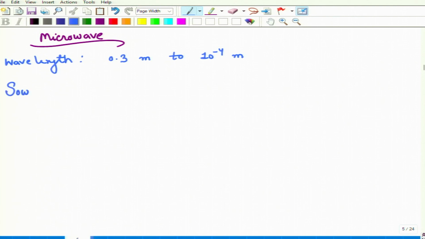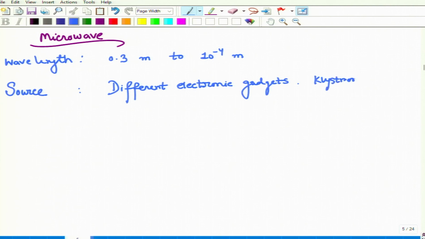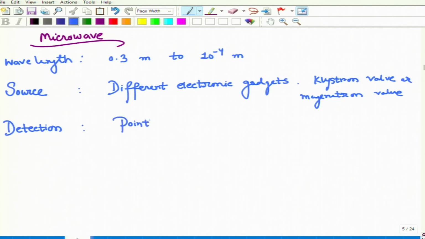Okay, source. Source is different electronic gadgets, we can say. Also you can say that in klystron valve or magnetron valve, from these things also electromagnetic microwave is produced. Okay, by which is it detected? Microwave is basically detected by the point contact diodes.